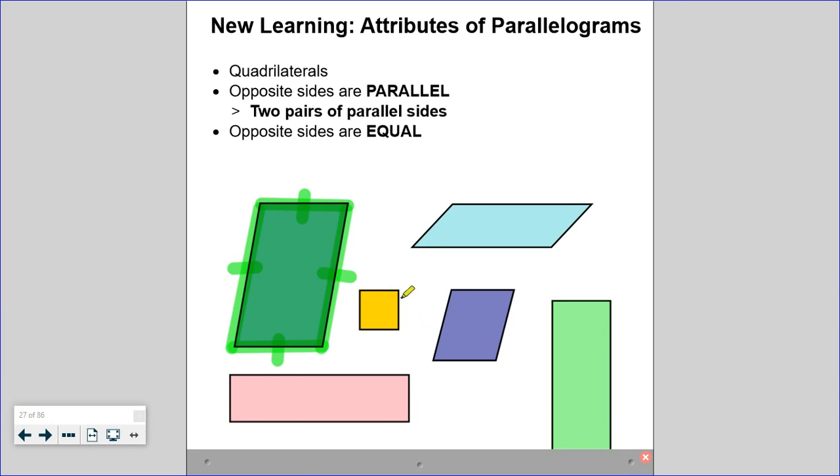Now this one here is also a parallelogram, even though you probably looked at it and said, well, it's a square. It is a square, but it's also a parallelogram. Let's see why. This side is parallel to this side. If you continue them on and on, they will never cross. They're the same distance apart. This side is parallel to this side. Also, the opposite sides are equal. This side is the same length as this side, and this side is the same length as this side. And in fact, all four sides are equal, but the opposite sides are equal as well.